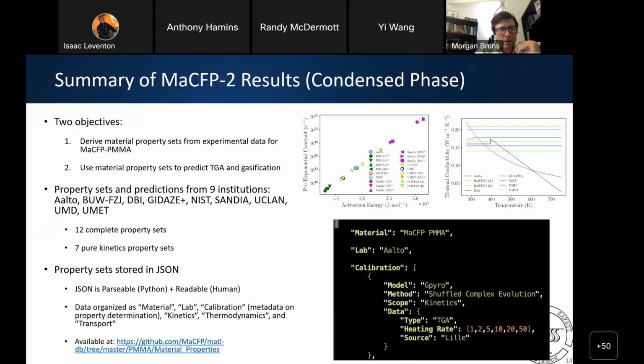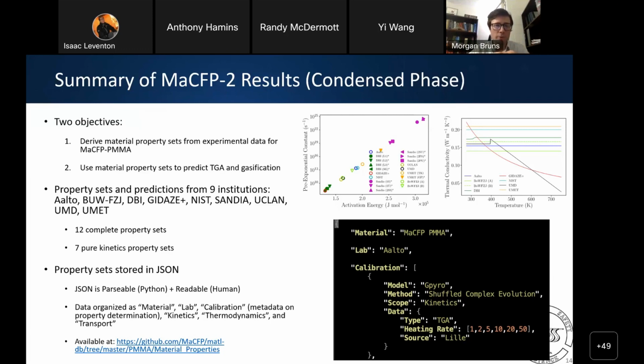Thank you. All right, so the next cases that we're going to talk about today are coupled gas phase and condensed phase cases. Historically, for those who don't know, MaCFP started out primarily looking at gas phase modeling, and then at the first MaCFP in Lund, we started discussions of how we can incorporate condensed phase experiments and modeling to help support development of combined gas and condensed phase fire modeling.